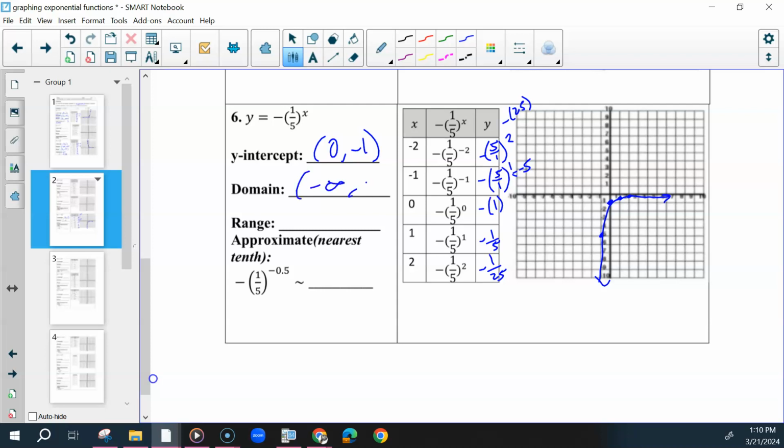Domain is still the same, because even though this is going down, this keeps going down and slightly left, and then this keeps going to the right. The range, however, has now changed, because the lowest value keeps going down to negative infinity, and then it goes to 0. It's getting really, really close to 0, but it's not actually touching it. If I were to approximate this at -0.5, let's say that's at -3.